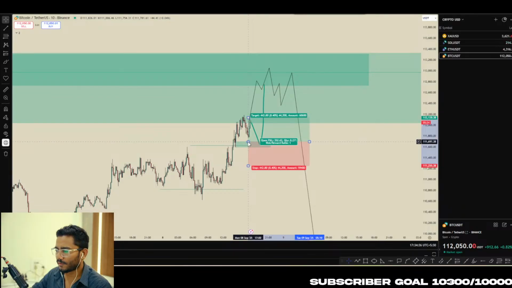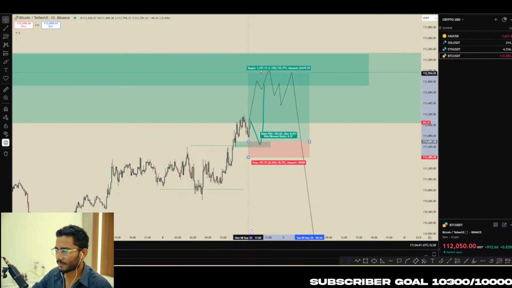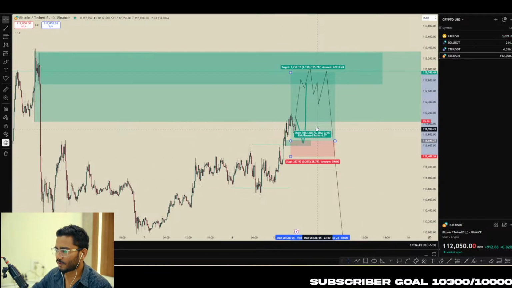So you can look for a buy side entry, stop loss below this area, target the next high. It's around 1:4.